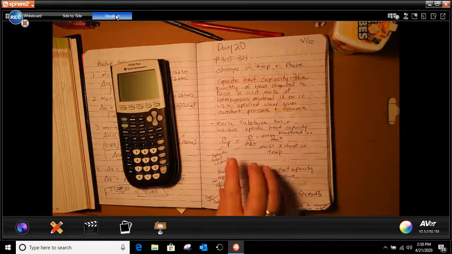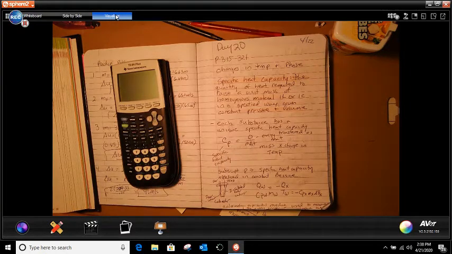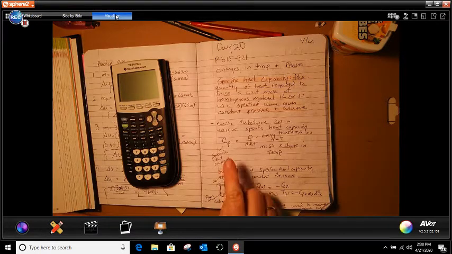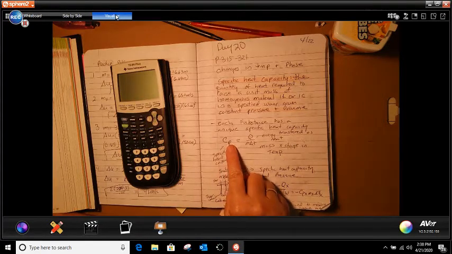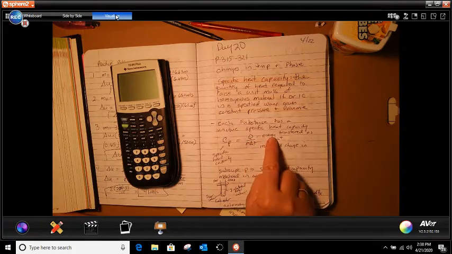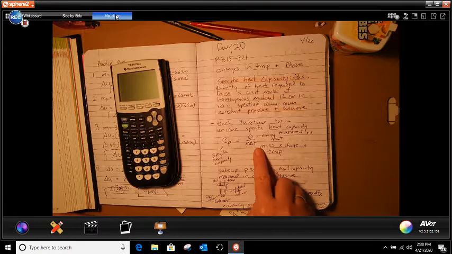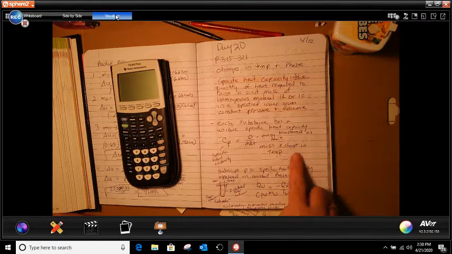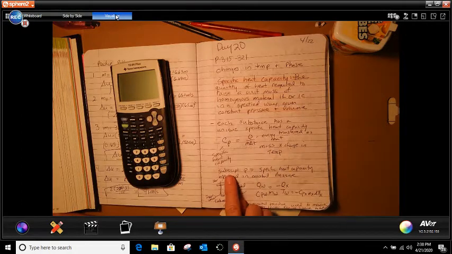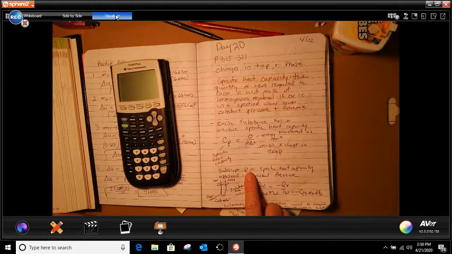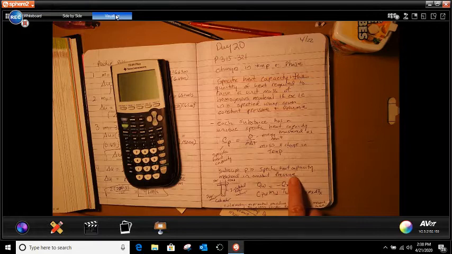Each of your substances will have a unique specific heat capacity. So we are going to be using this formula here: Cp, which is specific heat capacity, equals Q, which is energy, over m times change in T, which is mass times the change in temperature. The subscript P means specific heat capacity is measured at constant pressure.